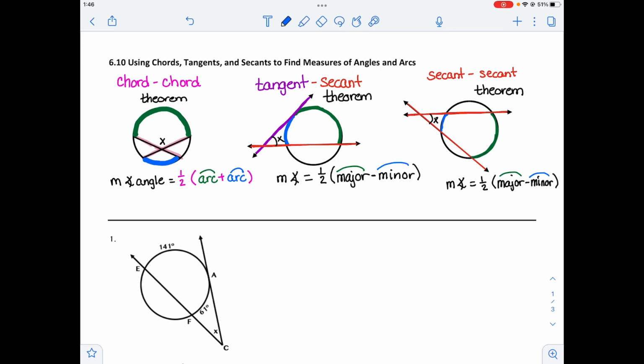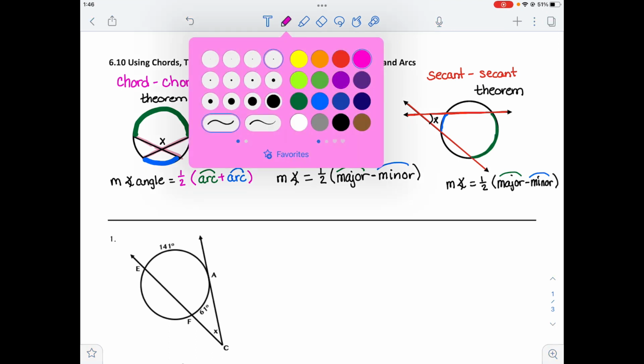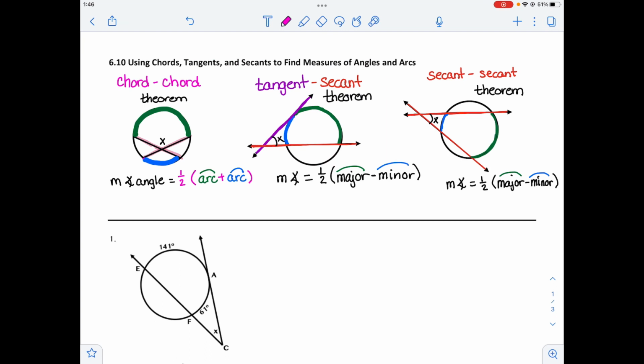So you can see in here we have the chord. A chord goes from one point through to the other side. We know a diameter can also be a chord. It does not go past it, and notice that these cross. So we have an angle of x.